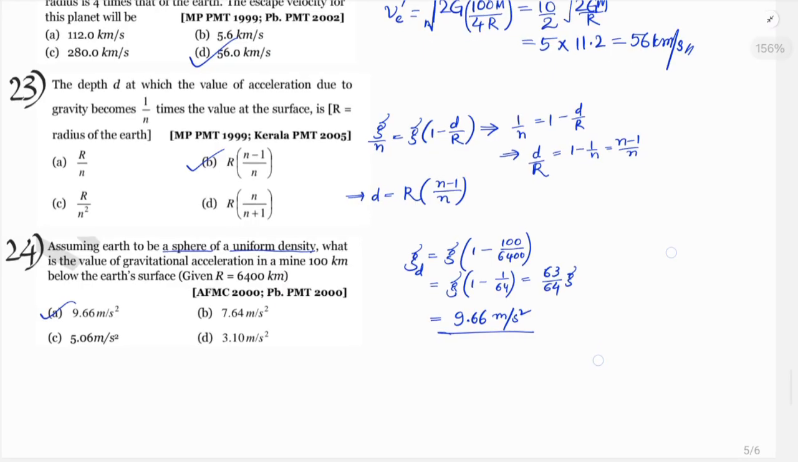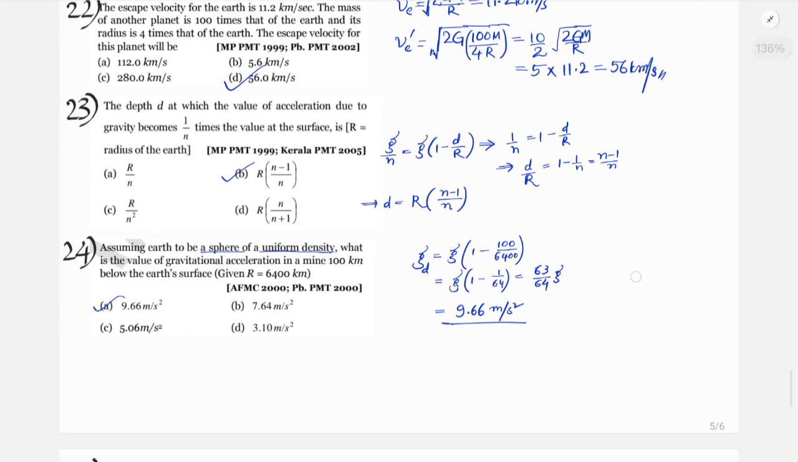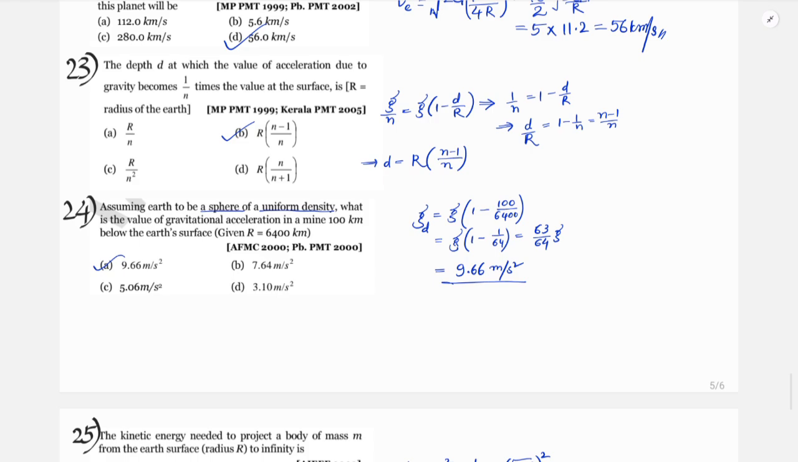Now look at problem number 24. Assuming Earth to be a sphere of uniform density, what is the value of gravitational acceleration in a mine 100 kilometers below the Earth's surface? Given radius is 6400 kilometers. Assuming Earth to be a sphere of uniform density, they are saying density is not varying. Why? Because sometimes density can also change the g value.